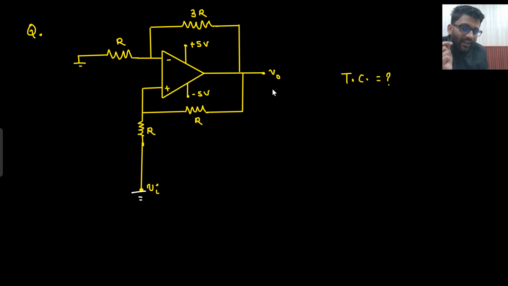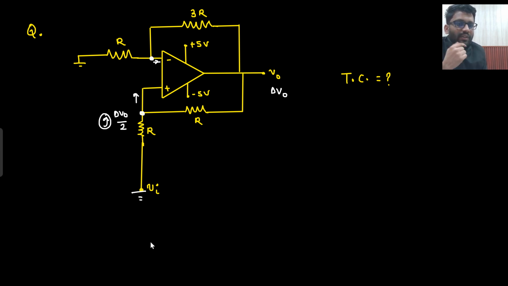Now, let's just say I increase the output by delta V naught. If I increase the output by delta V naught, this node will also increase, no? Because this will drive 0 ampere current and this will also drive 0 ampere current. So if this increases by delta V naught, this will also increase by delta V naught by 2. So this node will also increase, but by how much? Delta V naught by 2.